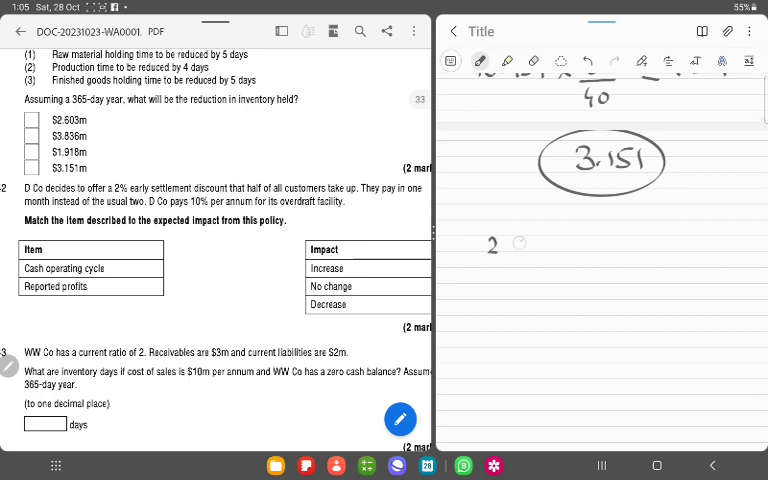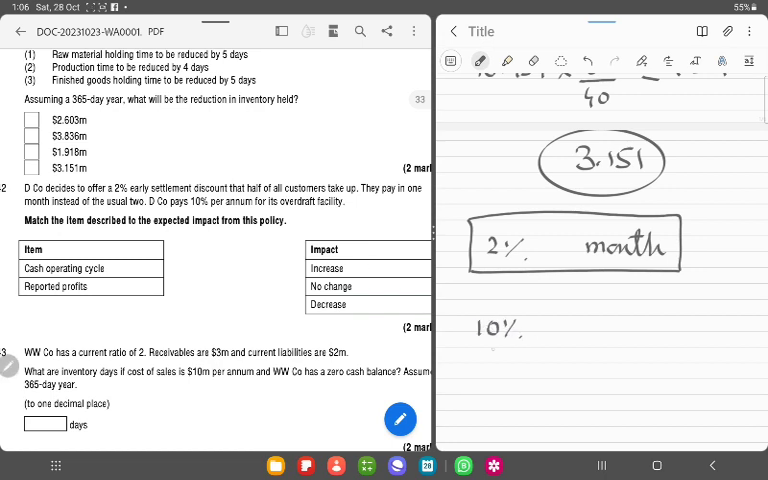We are offering a discount of 2%, and it will bring payment a month earlier. So we can say that we are offering 2% discount per month. Every month we are offering 2% discount. This is a cost for us.